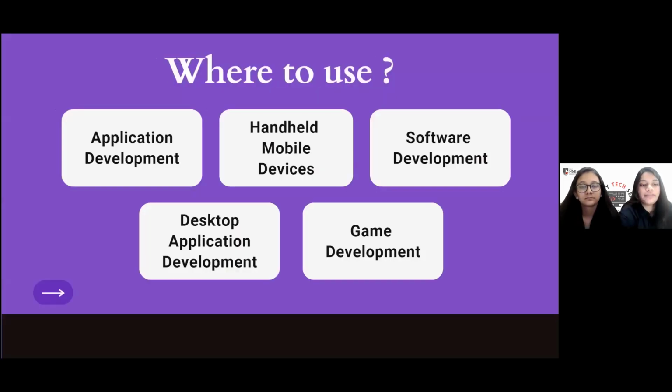Now you all might be wondering that we already had C and C++, and both these languages were quite successful in their own days. Several applications were being made using them. Then, where do we use GUI in Java? The actions in a GUI are usually performed through direct manipulation of the graphical elements. Beyond computers, GUIs are used in application development, handheld mobile devices, software development, desktop application development, and game development.